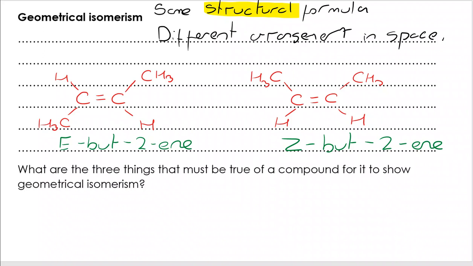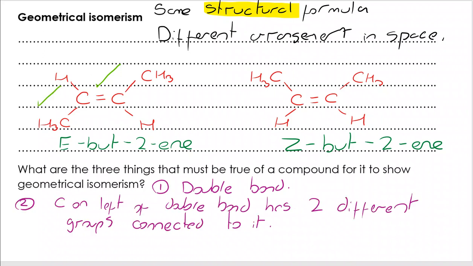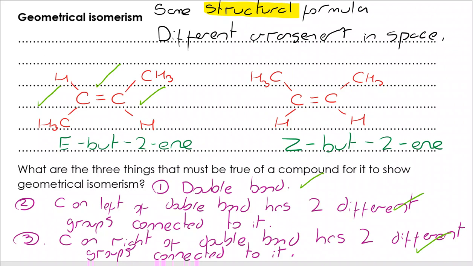But rule 1, is there a double bond? If there's a double bond, then absolutely there could be geometrical isomerism. What we then need to do is look at each carbon in the double bond. Does the carbon on the left of the double bond have 2 different groups connected to it? If so, that's a second tick. Finally, does the carbon on the right of the double bond have two different groups connected to it?